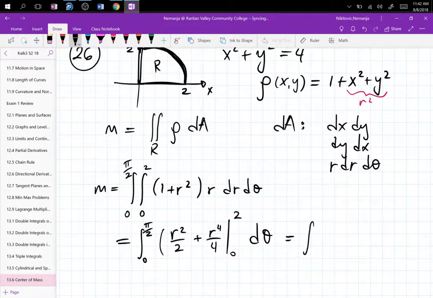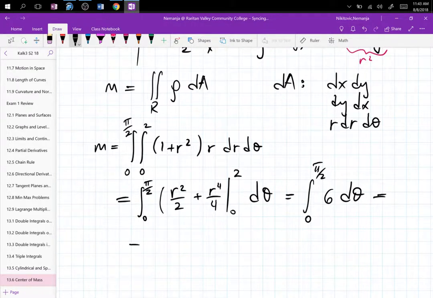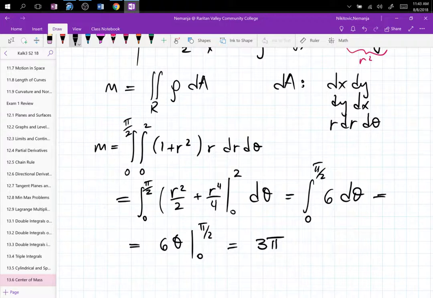I have integral 0 to pi over 2, and now I have 2 plus 4 minus 0. Who cares? So that's 6. Great, 6 d theta. And this is equal to now 6 theta from 0 to pi over 2, which is 3 pi, right? So we have 3 pi for mass. 3 pi grams, 3 pi kilograms, 3 pi slugs, whatever it is, right?